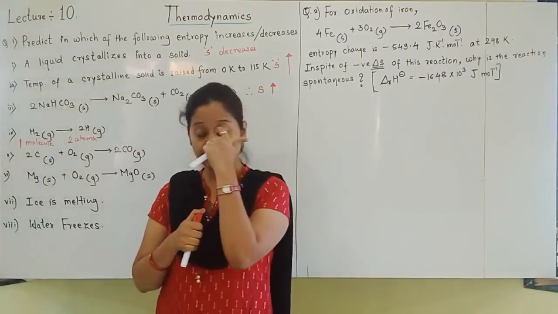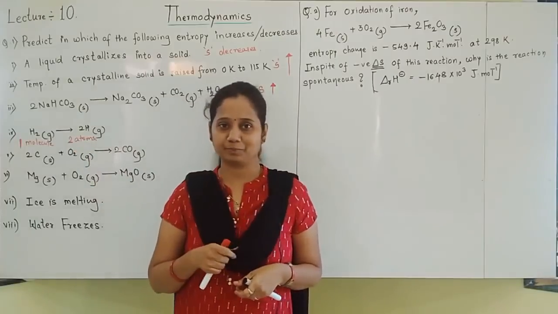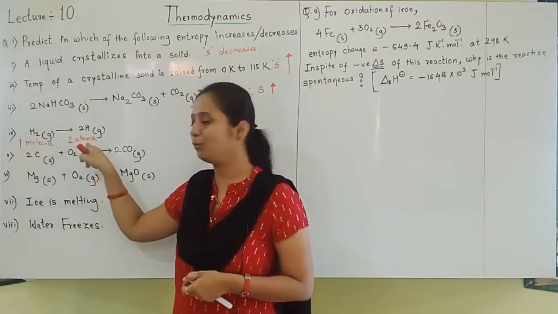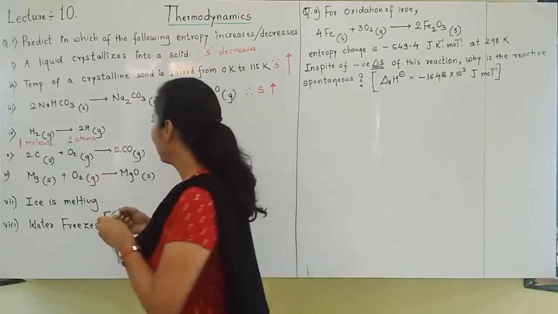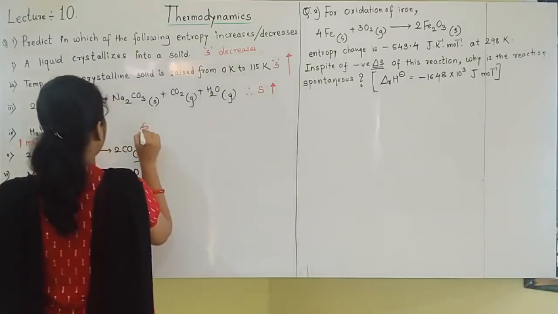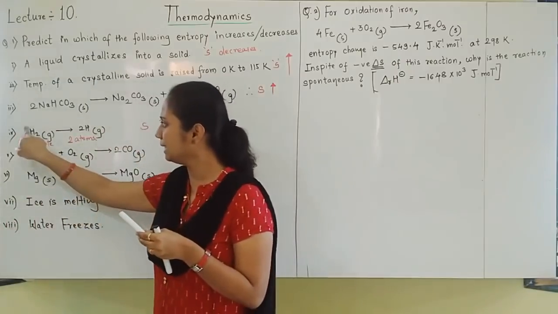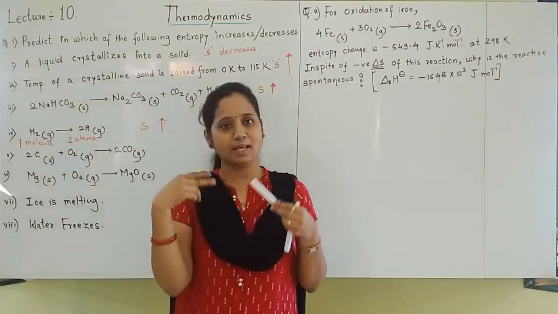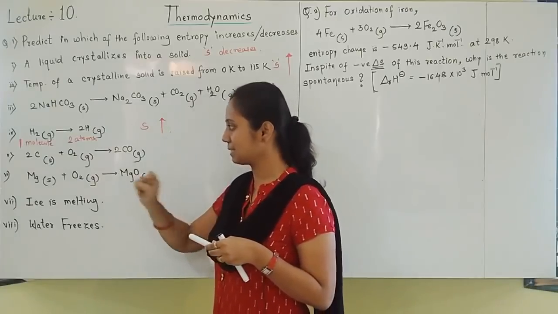And you know very well, students, that atoms are unstable, so movement is more. Like that, we can think that the molecule is broken down into atoms, and atoms are unstable, with more disorderness. So you can say the answer is that entropy increases. Otherwise, you can also think like this: 1 mole gets converted into 2 moles. As it increases, movement increases, so entropy increases.